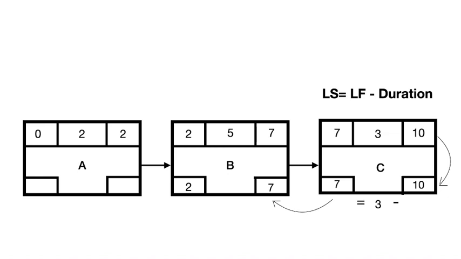The late finish of activity A would be 2 days, because the late start of activity B is 2 days. We're going backwards, right? And the late start of activity A would be 2 minus 2, which is equal to 0. This was a fairly simple network diagram.